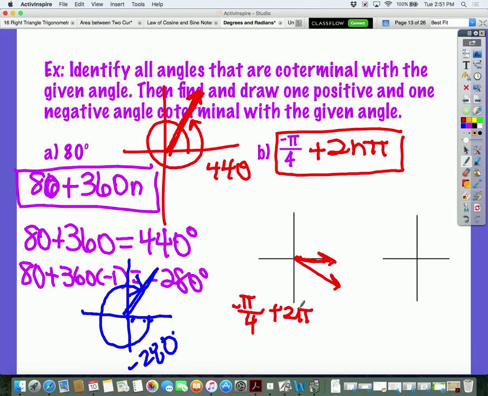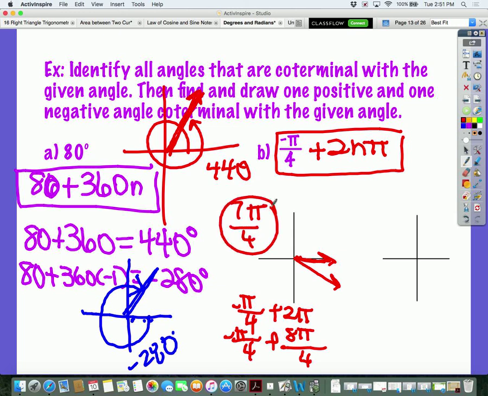Which would be 4. So this is the same thing as saying negative pi over 4 plus 8 pi over 4. Now that I have a common denominator, what's negative pi over 4 plus 8 pi over 4? And that would be one of your coterminal angles. Positive. I start on my initial side and go which direction? Counterclockwise. So right here, that would represent 7 pi over 4.